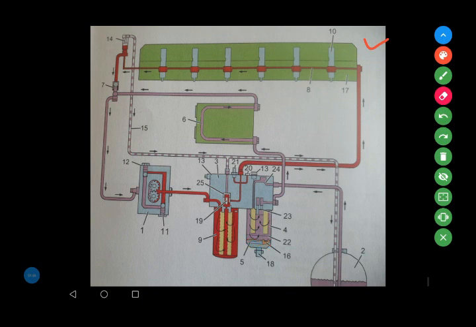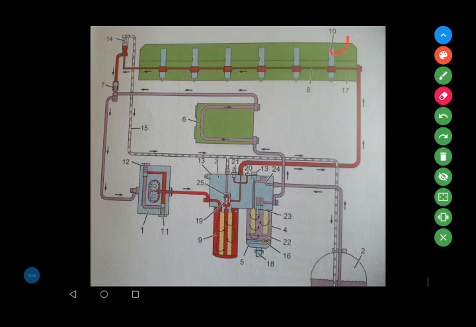And number six is the fuel cooling system, and this green is the engine control unit. Number seven is the overflow valve. Number eight is a fuel channel. This area is the fuel channel. Number nine is the primary filter. This reddish area is the primary filter.